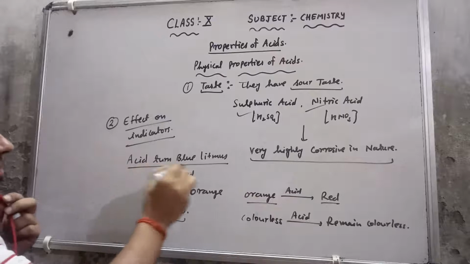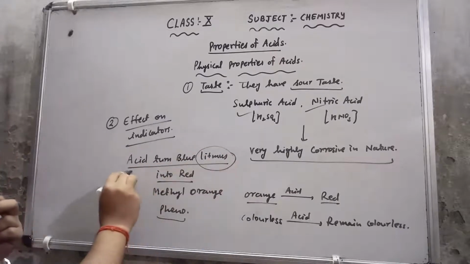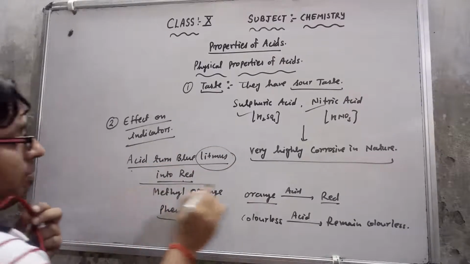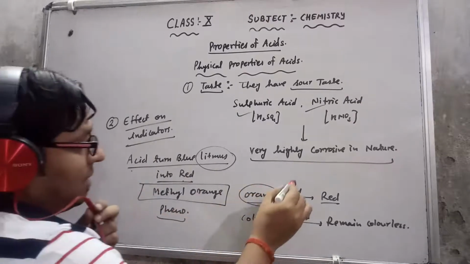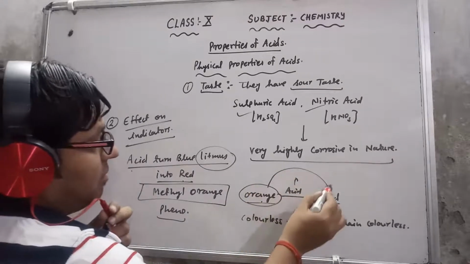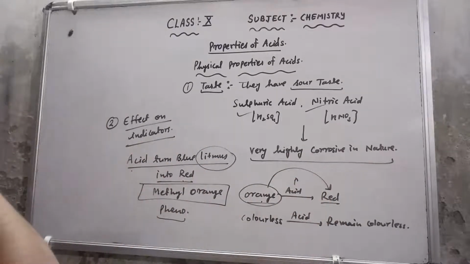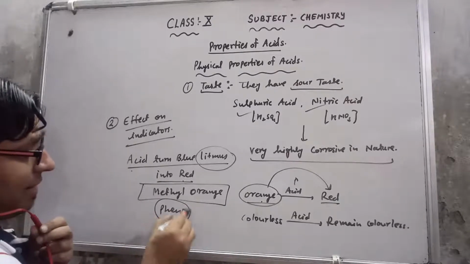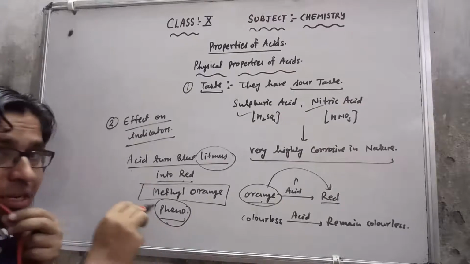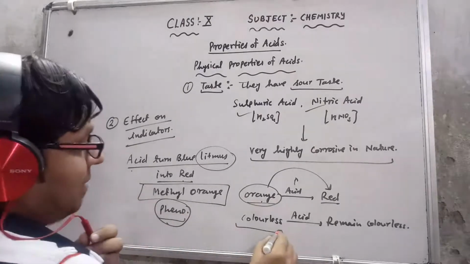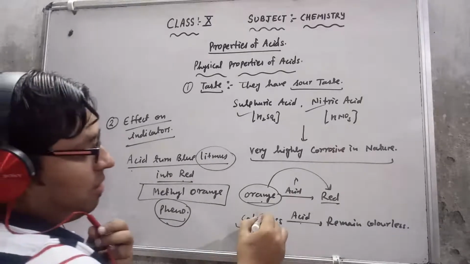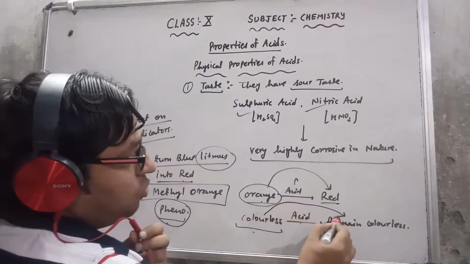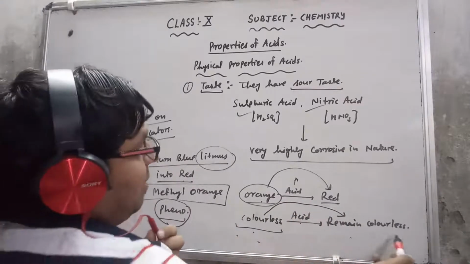One, litmus: acid turns blue litmus into red. Second is methyl orange, which is orange in color. If I add acid to methyl orange, the orange color is converted into red. And third is phenolphthalein, which is colorless. If I add acid to the phenolphthalein solution, it remains as it is. There is no change in its color, meaning it remains colorless.